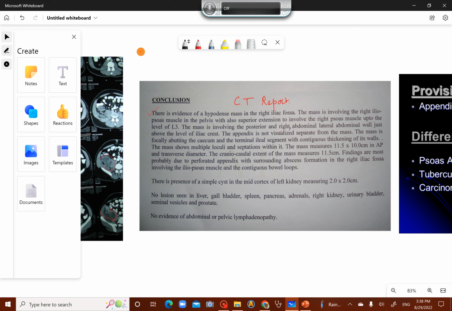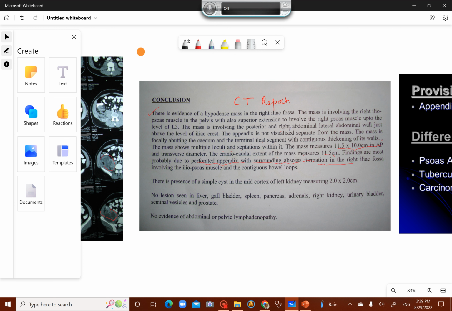The mass is focally abutting the caecum and terminal ileum segment with contiguous thickening of its wall. The mass shows multiple loculi and septation within it. The mass measures about 11.5 into 10 centimeters in AP and transverse diameter. Craniocaudal extent of the mass measures 11.5 centimeters. Findings are most probably due to perforated appendix with surrounding abscess formation in the right iliac fossa, involving the iliopsoas muscle and contiguous bowel loops.